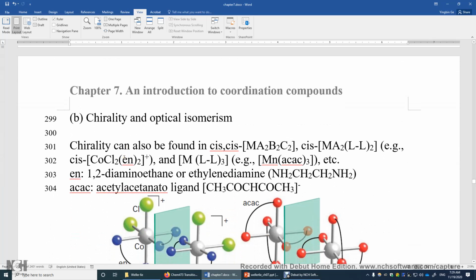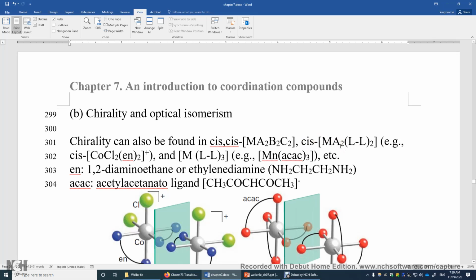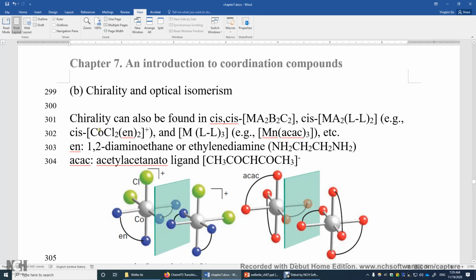Now let's talk more about chirality. Chirality can be found again in cis A2B2C2. We talked about this. But now, what if we have some bidentate ligands, and that makes things really complicated. So in this case, we have cis MA2L2. So this cis is referring to this A2. This A2 are on the cis positions. In this case, I'm going to give you a specific example.